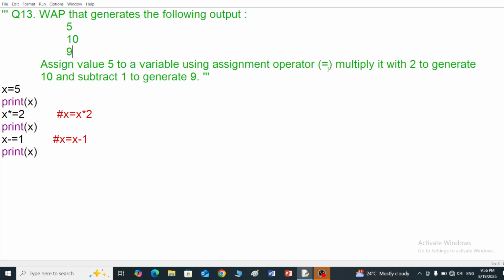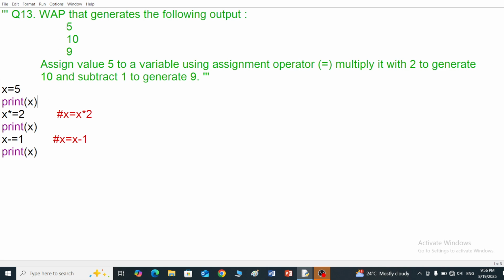5, using the assignment operator. The assignment operator is the equal to symbol. Then multiply it with 2 to generate 10 and subtract 1 to generate 9. Means first take as an input value, that is 5, then afterwards multiply with 2, 5 2s are 10, and then afterwards 10 minus 1, you subtract 1, then you will get the value 9. So first x equal to 5, then print x.